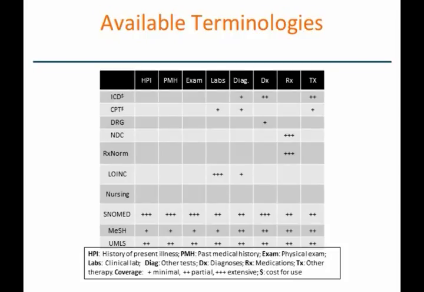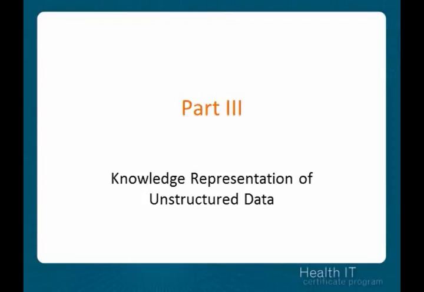They're not strict hierarchies. There's polyhierarchy. It's at times difficult to resolve ambiguity, but these are the main terminologies that we use, and we're going to discuss a little more later on about how we can use UMLS to our advantage. This ends part 2, and we will go on to part 3, knowledge representation of unstructured data.